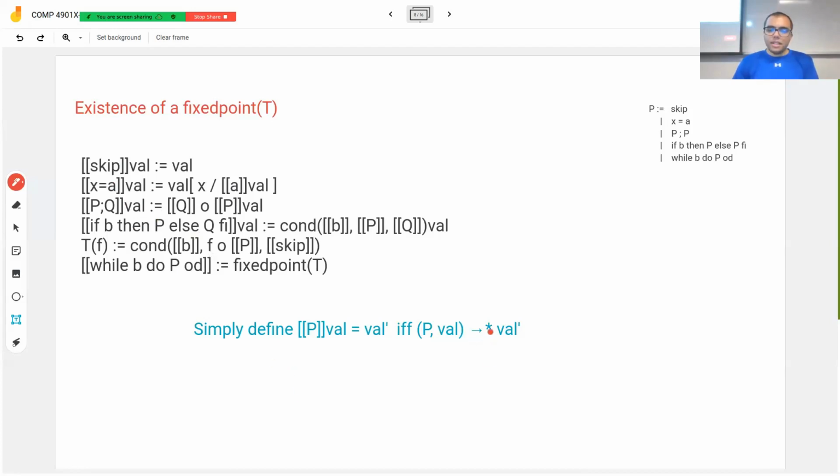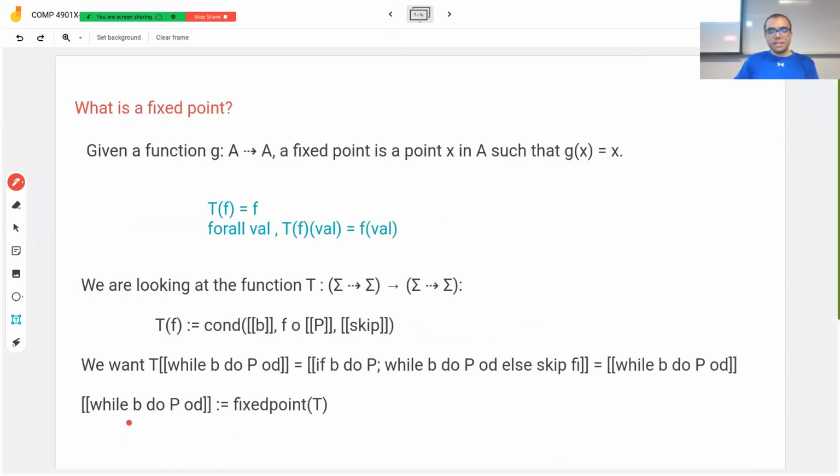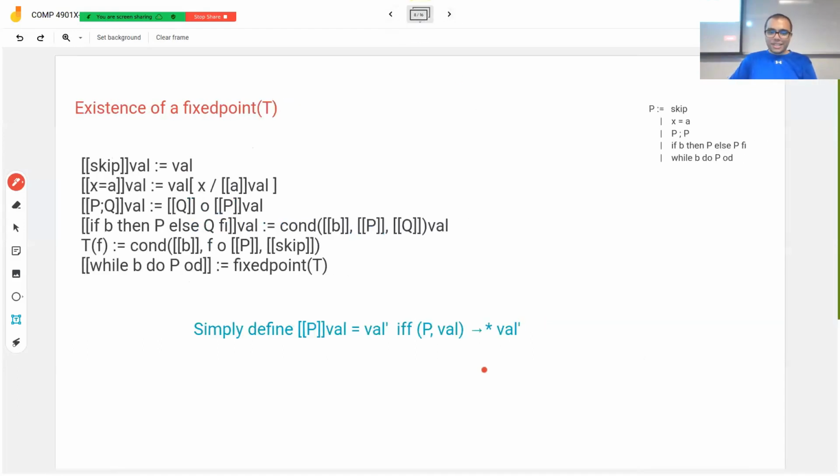Now, here's the thing. Let's go back to our operational semantics and look at that. I'm going to use my operational semantics to show that a fixed point exists. Now, very importantly, I'm not using my operational semantics to define the denotational semantics. The way I'm defining the denotational semantics is that I'm just saying the semantics of this while is going to be the fixed point of T. I'm just using it in an argument to prove that a fixed point exists. So my denotational semantics does not depend on my operational semantics. It's just a proof of the existence of the fixed point.